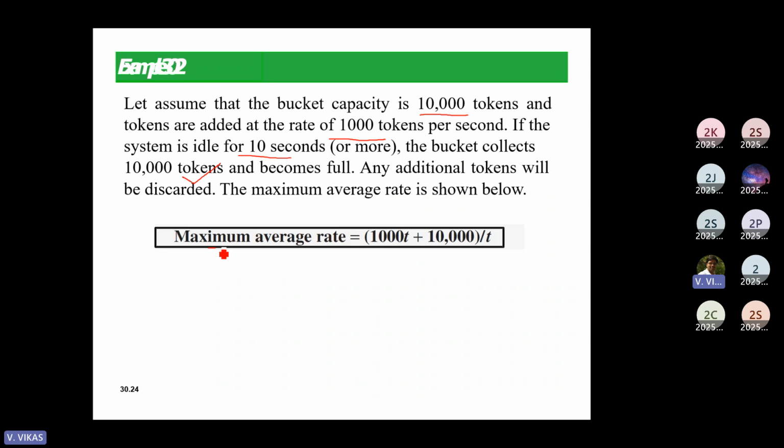Our maximum average rate we can calculate like this: 1000 into T, because we are calculating how many tokens are added per unit time, plus how many tokens are there, 10,000, since we waited 10 seconds, divided by T. That will give the maximum average rate we can have. If T equals 1, then I can have 11,000. If T equals, let us say, 10, I can have 1100. That is the maximum average rate calculation.